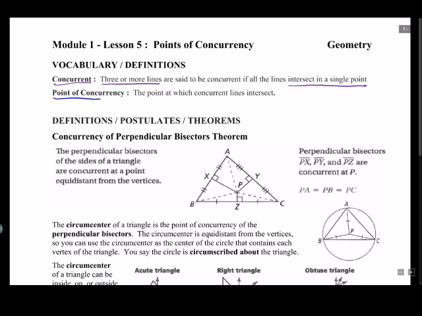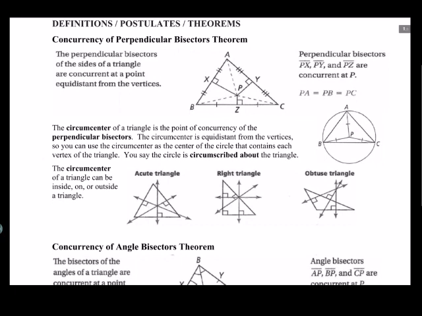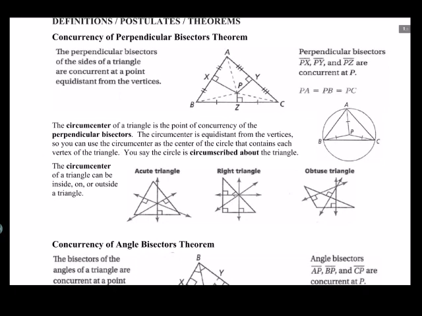And the point of concurrency is the point at which our concurrent lines intersect. Don't you just love math? The lines are concurrent at the point of concurrency. That's just fabulous. This leads us to our theorems for this section.